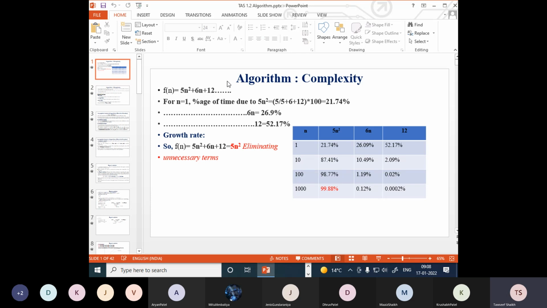That is, the CPU time for executing this whole equation will be divided into 3. The quadratic term will need 21.74, the linear term 26, and then there is the constant term. For the constant term, we will again find the total execution time of the CPU. It will be 12 divided by 5 plus 6 plus 12. Whenever we do this numerical calculation, the percentage will be 52.17.